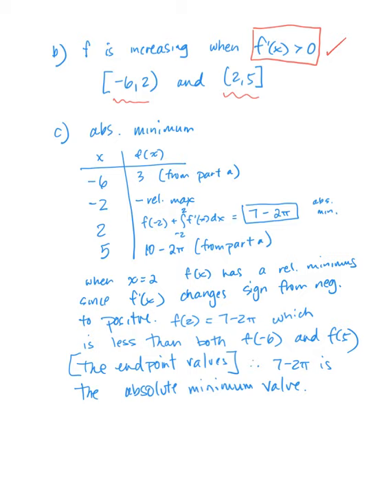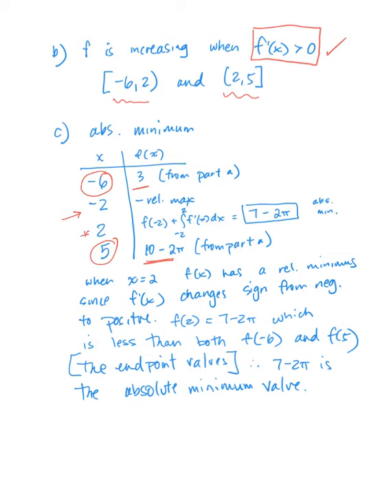Part C is asking for the absolute minimum value on the closed interval from -6 to 5, and then to justify your answer. So again, whenever we're asked for absolute minimum, we're going to have to check our endpoints. So our critical values are at -2 and +2. However, -2 is a relative max since we're going from positive to negative in my first derivative, so I really don't need to consider that. We found f of -6 was 3. That happened in part A. We also found f of 5 in part A. So all we really need to do is look at what's happening when x is equal to 2.